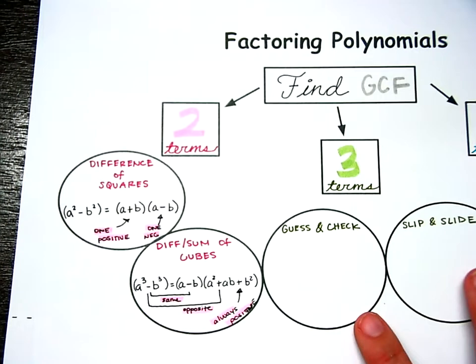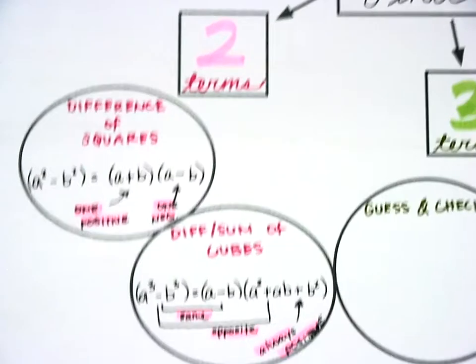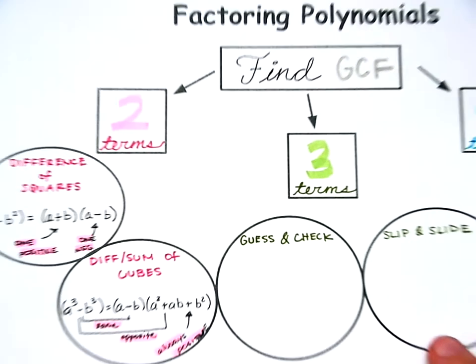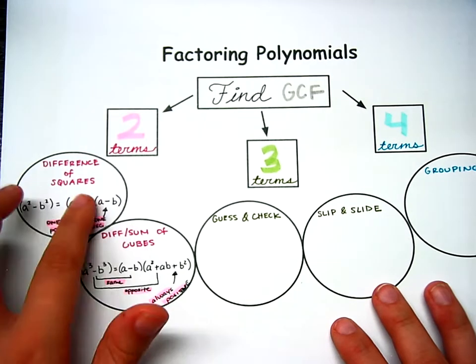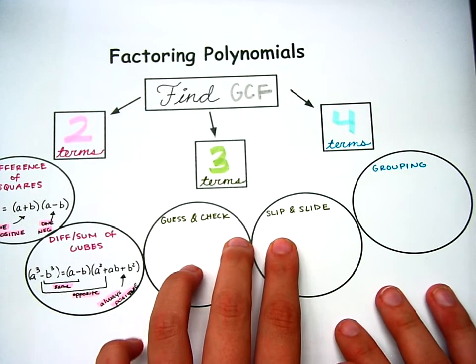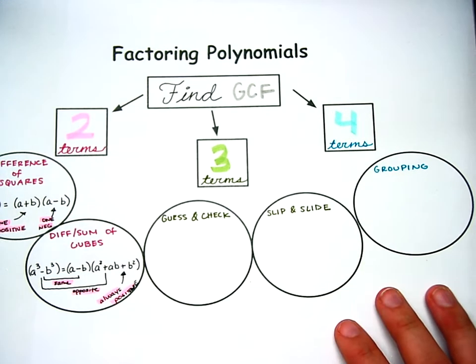I will give you guys a time at the end of the video to copy this down, but I just want to show you, if you're using this graphic organizer, we are talking about the 2 binomial methods of factoring. And then in the second video, we'll go over 3 terms, and then 4 terms for the last one. Okay, so we'll come back to this.